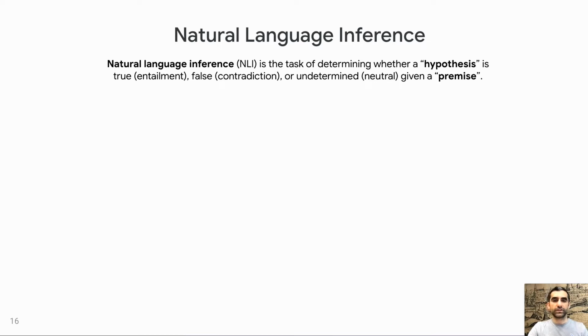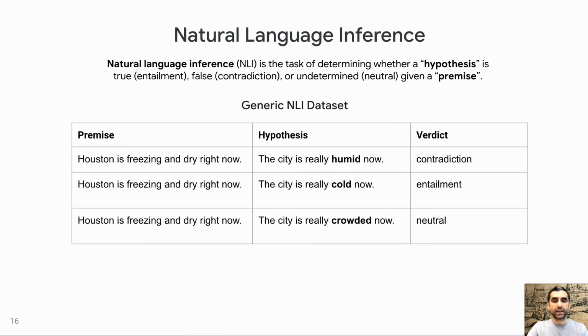Now, as I mentioned, we leverage a well-known task in NLP, which is natural language inference. In this task, we are given a premise and a hypothesis, and we want to determine if the hypothesis is true, false, or undetermined given the premise. Let's take a generic example. Houston is freezing and dry right now.